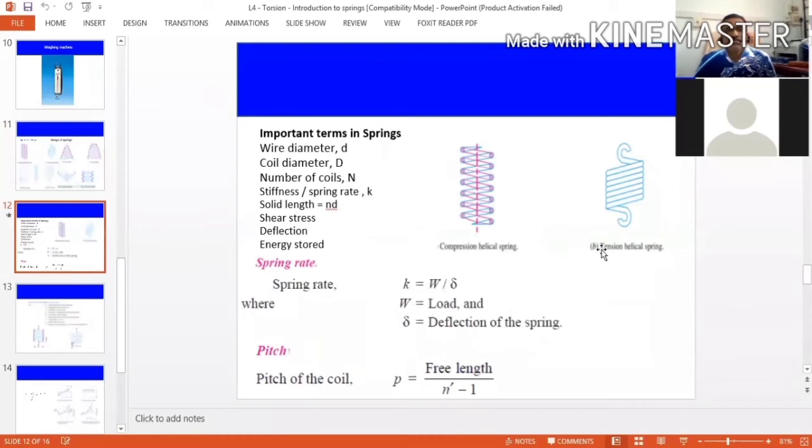So now, the important parameters in springs. One is wire diameter. Then coil diameter, number of coils, stiffness, solid length, shear stress, deflection, energy stored. These are all the important parameters.